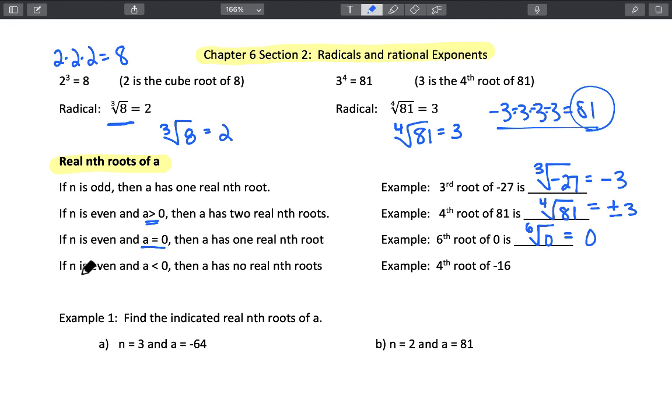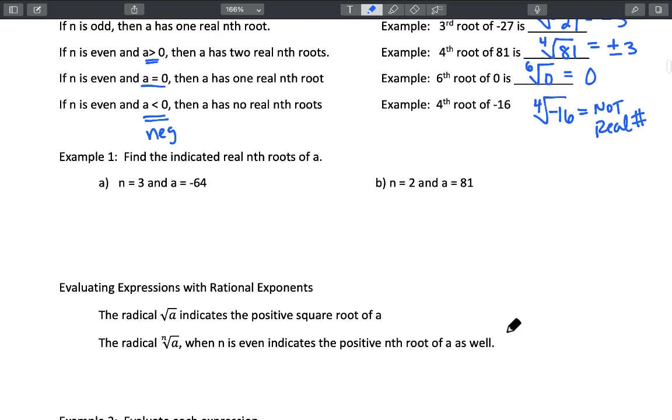And then finally, if n is even and a is less than 0, that means it's a negative number, then a has no real nth roots. Here's another example of that. The fourth root of negative 16, not a real solution, not a real number. Now there's actually a solution for this. You're going to learn that in upcoming math courses, but for now we're going to say it's just not a real number.